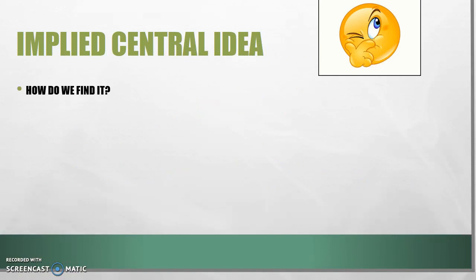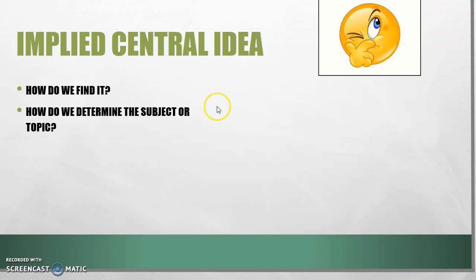All right, so when we're talking about implied central idea, how do we find that out? Implied is not stated. So we have to do a little bit of thinking. This is how some of you all look in class when I ask you questions right here. So we have to do a little bit of thinking. How do we find it? These are questions that we ask. What do we do, or how do we determine the subject or the topic?